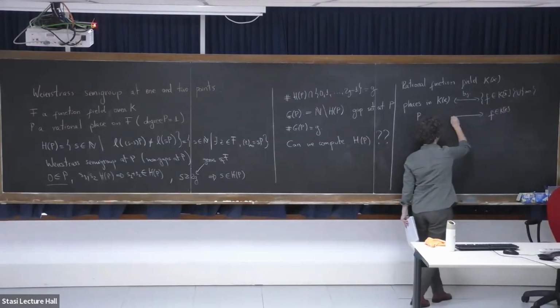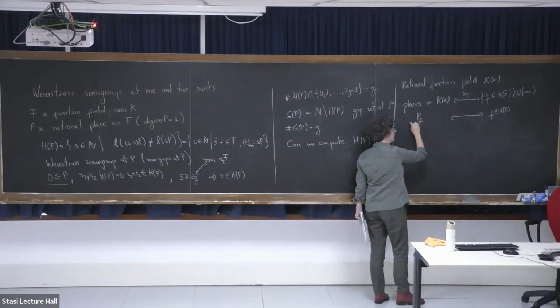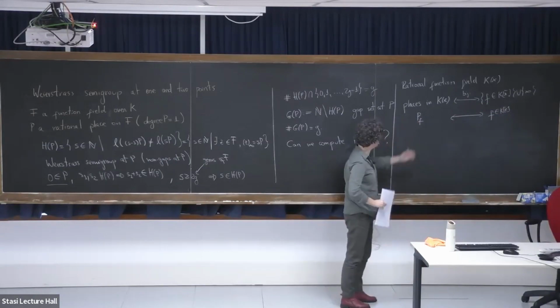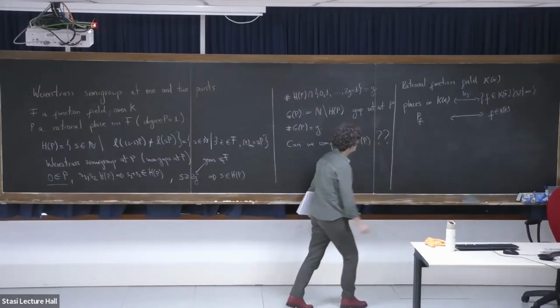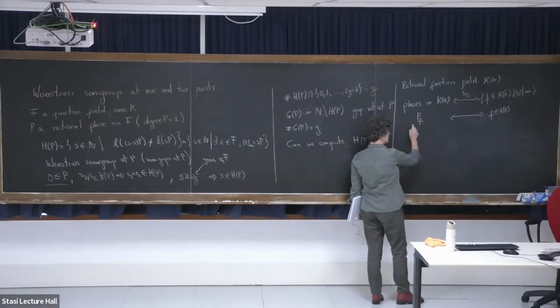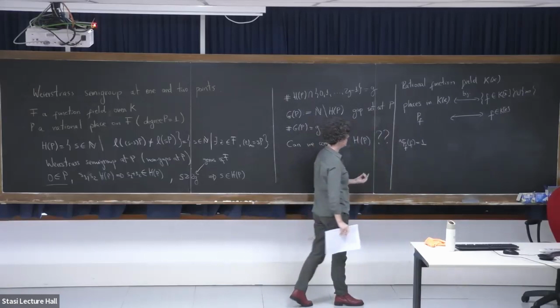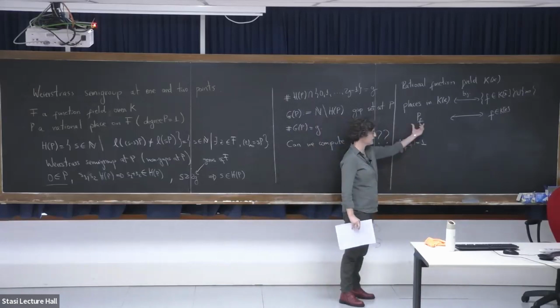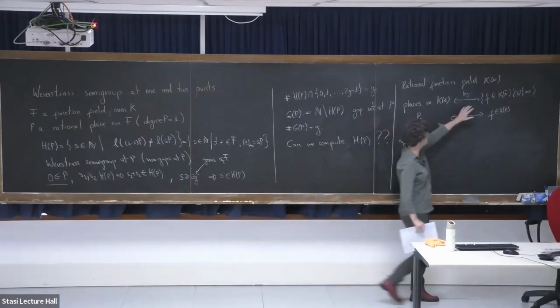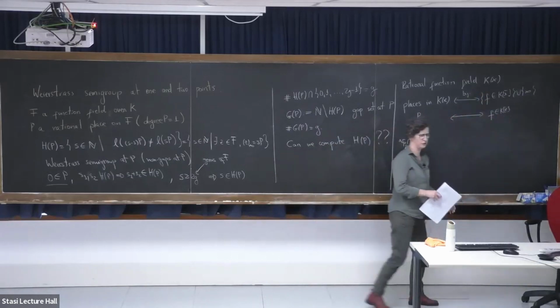you associate the place to the polynomial PF. And well, who's this place? Well, this place is a place such that V_PF of F is 1. Okay? What are we saying? We are saying that F is a prime element at this place. And how do I compute the evaluation on another element in the rational function field?